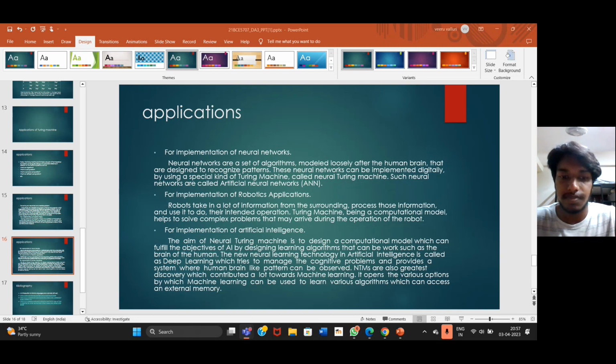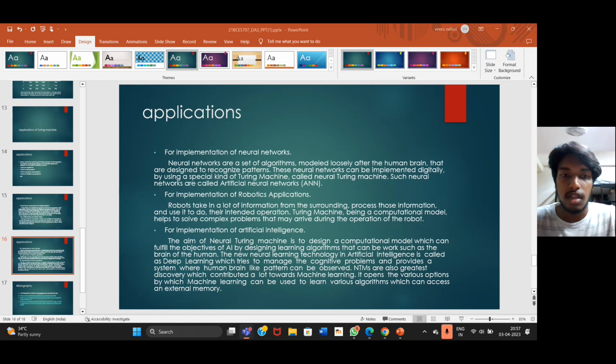For implementation of artificial intelligence, the aim of the neural Turing machine is to design a computational model which can fulfill the objectives of AI by designing learning algorithms that can work like the brain of a human. The new neural learning technology in artificial intelligence is called deep learning, which tries to manage cognitive problems and provides a system where human brain-like patterns can be observed. NTMs are also a great discovery which contributed a lot towards machine learning. It opens various options by which machine learning can be used to learn various algorithms which can access external memory.